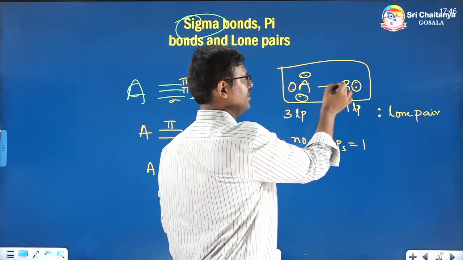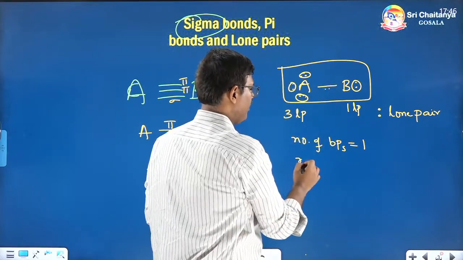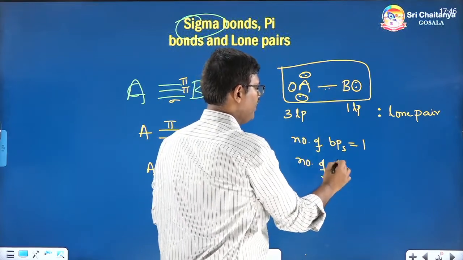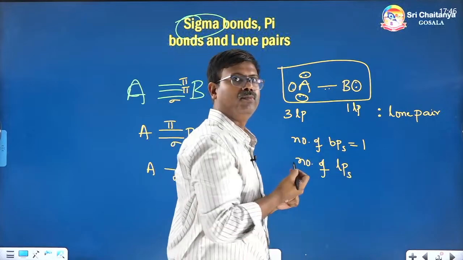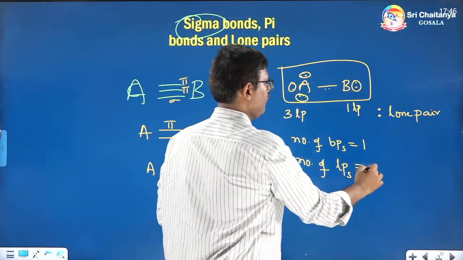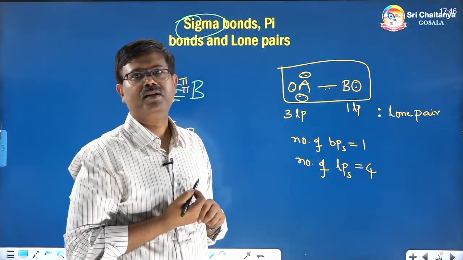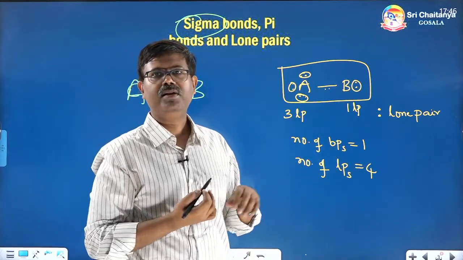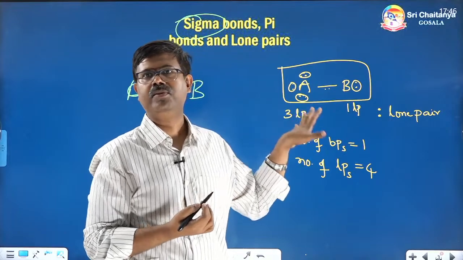In this molecule drawn, whatever molecule I have drawn, the number of bond pairs is how many? 1 pair is there. See, this is a bond. And number of lone pairs, I will put like this, LPs, lone pairs. How many? 3 plus 1, 4 lone pairs. Now let us take one more example to first understand lone pairs, bond pairs.